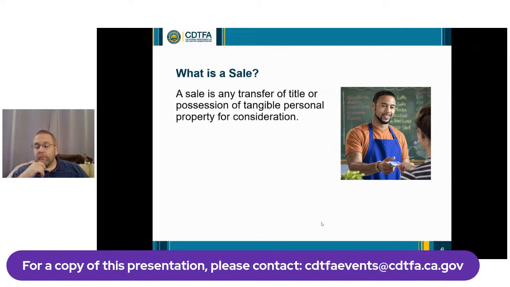If we start at the top with what is a sale? A sale is any transfer of title or possession of tangible personal property for a consideration. So consideration means money or barter, even if you're trading services. Tangible personal property is the other important part. It's something you can feel, weigh, touch, measure. All right.